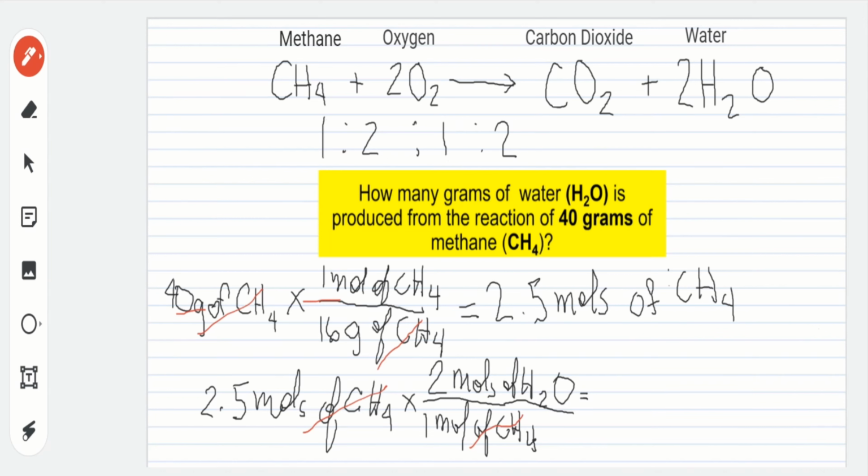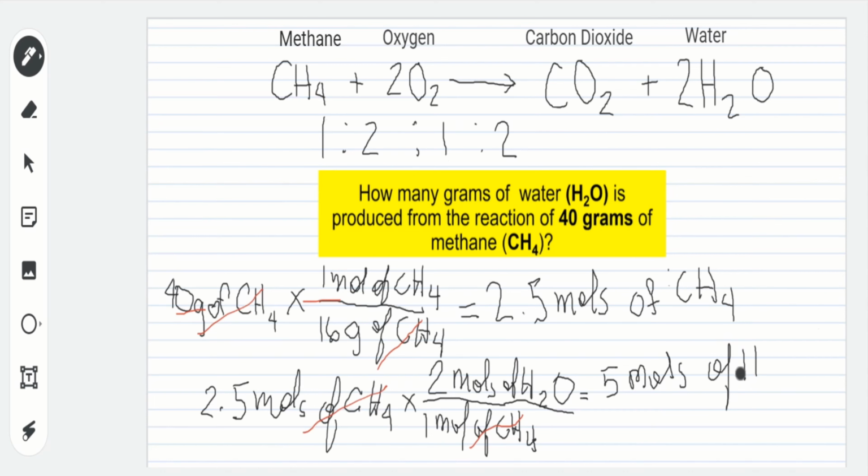So, 2.5 times 2 divided by 1, ang magiging sagot natin, okay, for 2.5 moles of methane, we will have 5 moles of water.